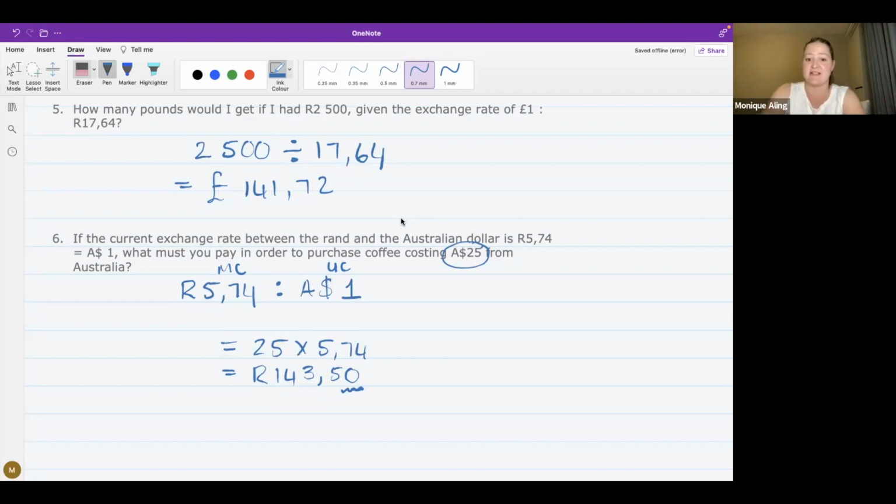And in the exercises. That is way too much for coffee. And I think it's probably more, it's definitely more now. That's quite an old exchange rate. So imagine having coffee in Australia right now.